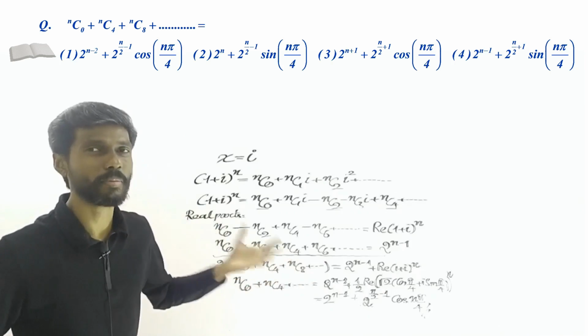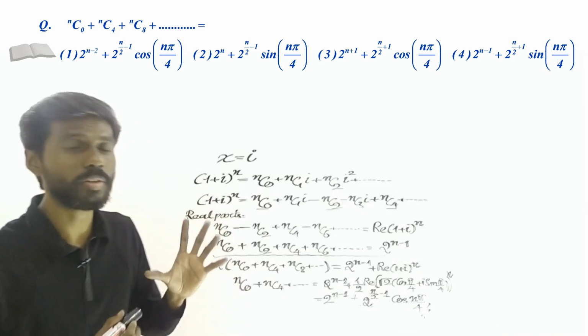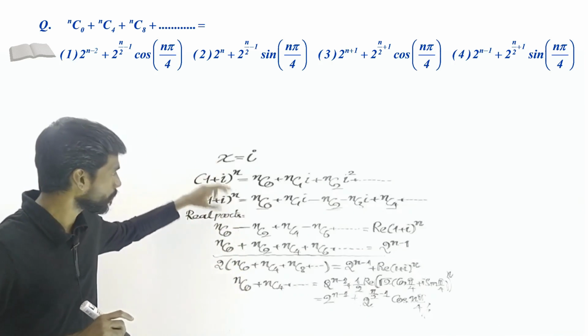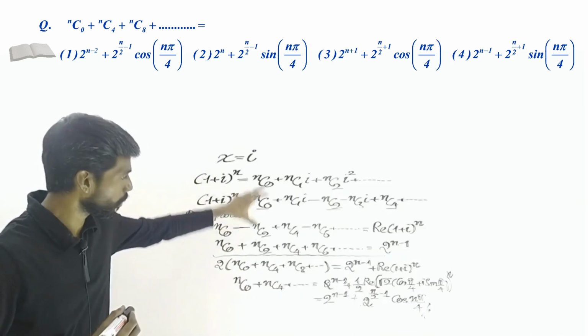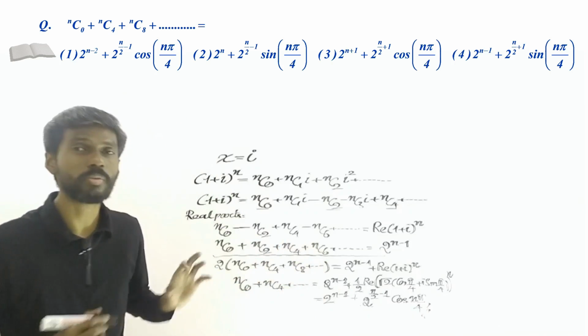That need not be remembered as a formula. This is not a formula. But for every odd value, you have to remember 2 to the power n minus 1. For every fourth value, you can do these steps. This is not a formula. You need not remember it as a formula, but at least know how to do this.